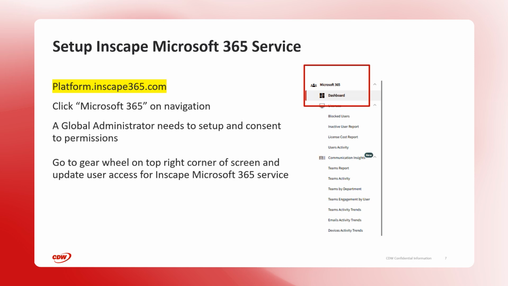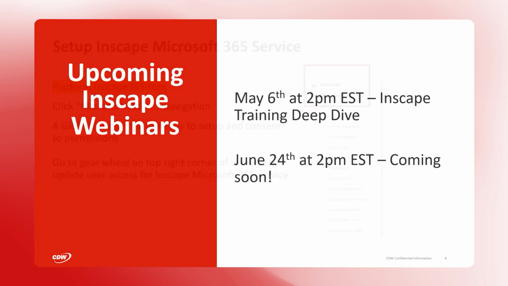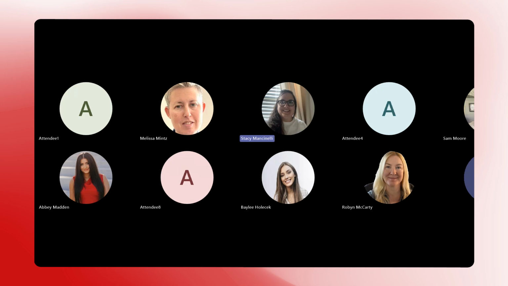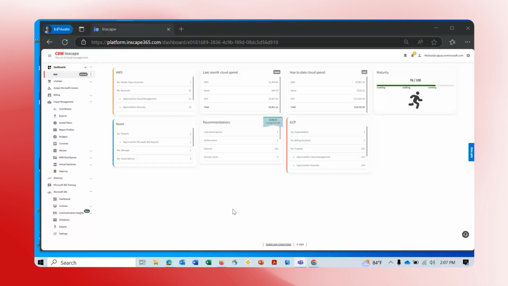Now, once you set up this service, it will be available in the Inscape user access. And we're going to show you very shortly how to go and update your Inscape user access using the gear wheel in the top right corner of the screen. So let's dive into Inscape, and Melissa is going to take it over from here and share her screen and go into the Inscape dashboard, show you the user access, and then dive into the Microsoft 365 service. Melissa? Excellent. Thank you, Stacy. Hopefully everybody is able to see my screen.